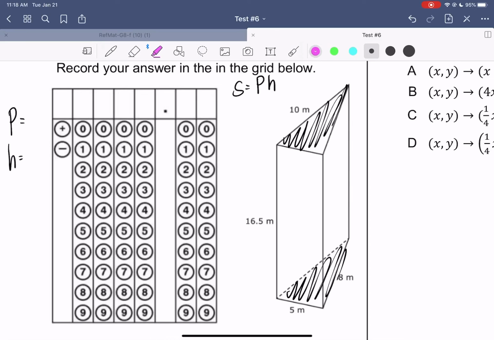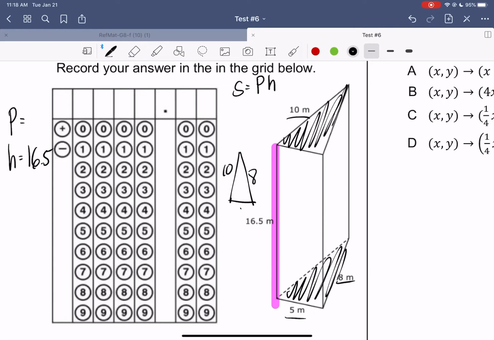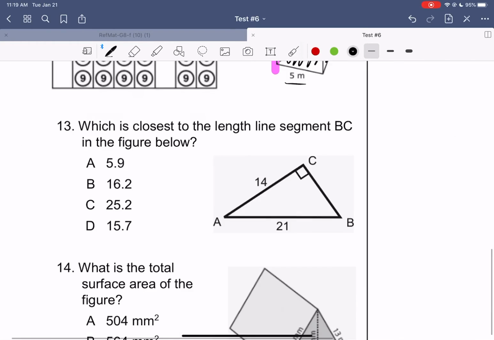So to get this out of the way, this is going to be our height, which is 16.5. It's the distance between our two bases. And then the perimeter of our base, so I'm going to redraw my base right here. So I have a 10, I have an 8, and I have a 5. So when I add all of those up, perimeter is 10 plus 8 plus 5, and that's going to be 23. So we're going to have 23 times 16.5. And then you'll fill that in. You'll have the answer given to you.